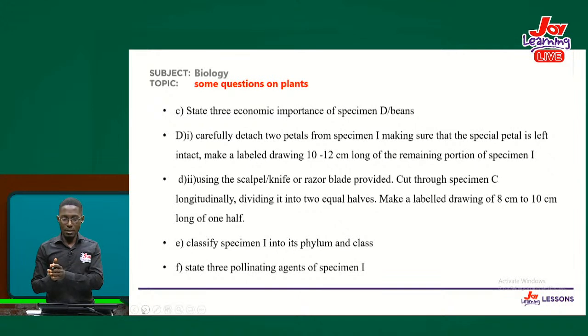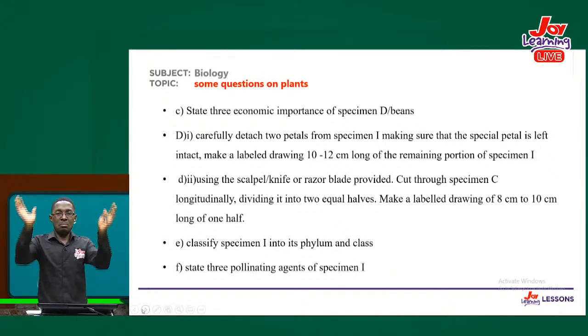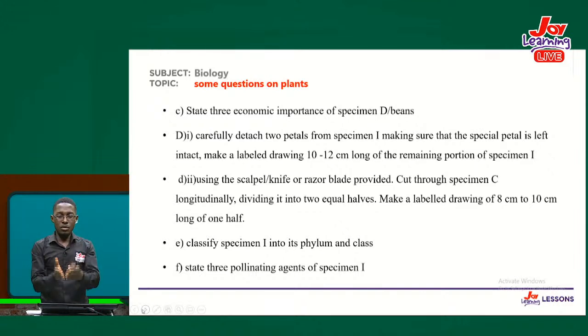I said it's 2, 2 plus 1. Make a labelled drawing 10 to 12 centimeters long of the remaining portion of specimen I. So they didn't say go and draw the full flower. Specific instructions: using the scalpel, knife or razor blade provided, cut through specimen C longitudinally, dividing it into two equal halves. So actually, they are trying to let you know it may be a bilateral symmetry flower. Make a labelled drawing of 8 to 10 centimeters long of one half. So as you divide it into two, draw one side. When you draw, you're supposed to see the ovary with the ovules arranged, the androecium, the petals, and the sepals coming on to the receptacle, then the stalk.